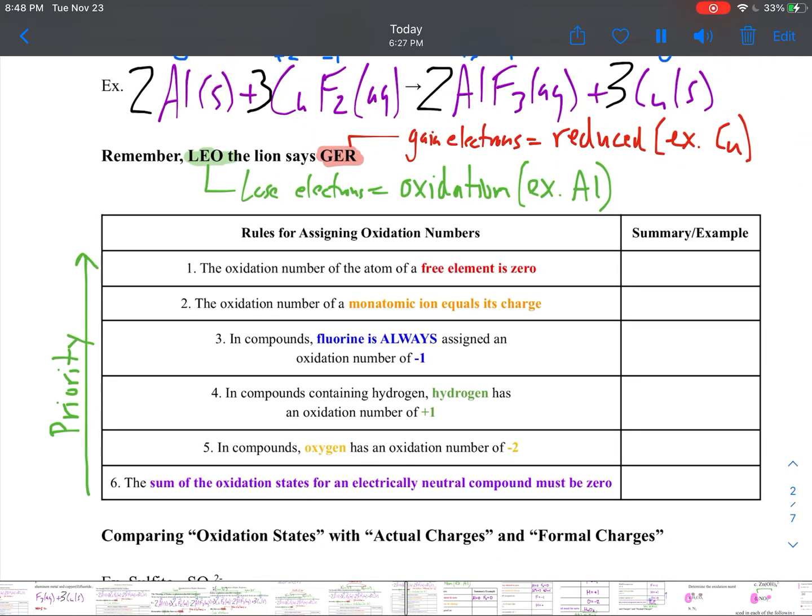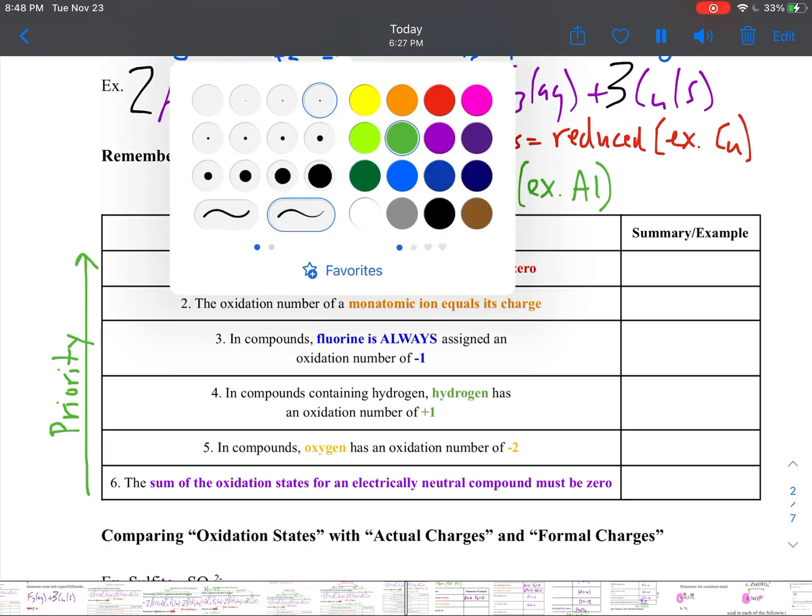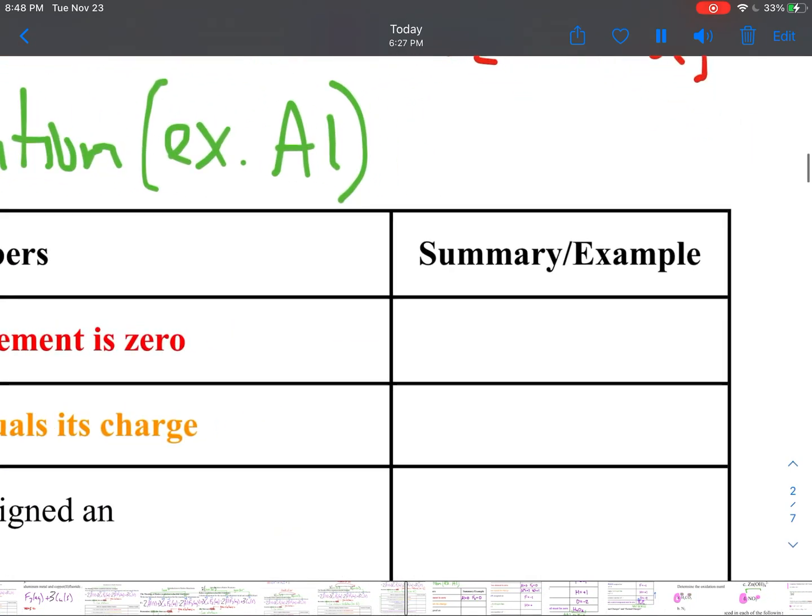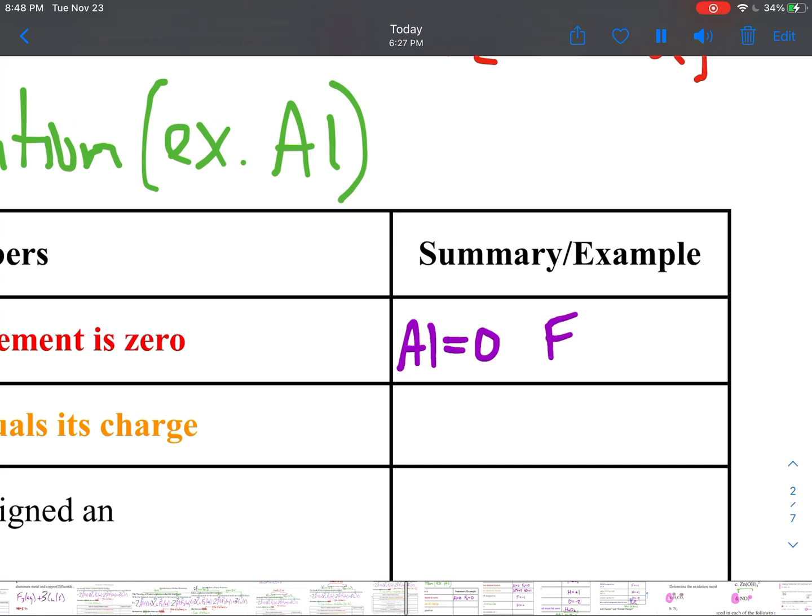The first item on our list is free elements. The oxidation number of an atom of a free element is 0. We've already seen this once. Aluminum, which was just elemental aluminum, was 0. Additionally, fluorine gas has an oxidation number of 0.